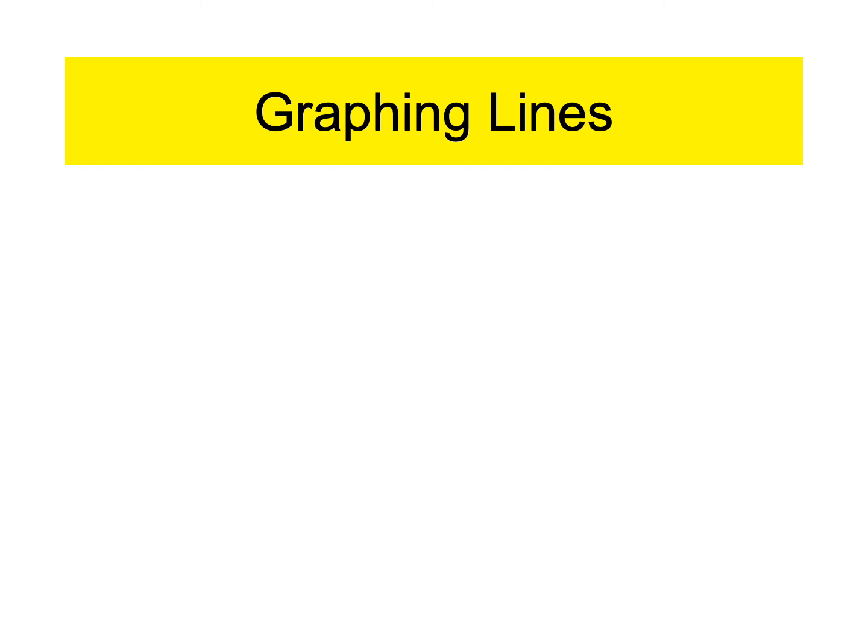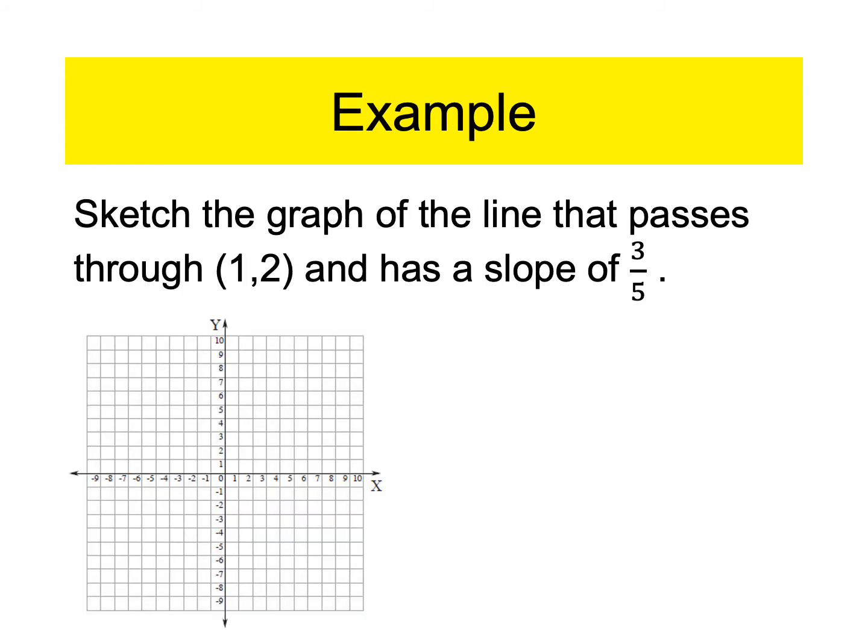So here's the game we're going to play. This is straight from Algebra 1. I'm going to give you a point. I'm going to give you a slope of the line that goes through that point, and you are going to graph the line. So it says sketch the graph of the line that passes through the point (1, 2) and has a slope of 3/5. The process is simple. We graph the point (1, 2), and then we apply the slope to that point.